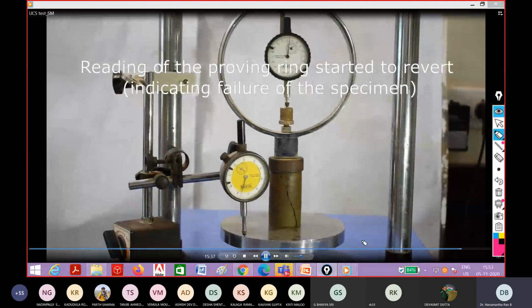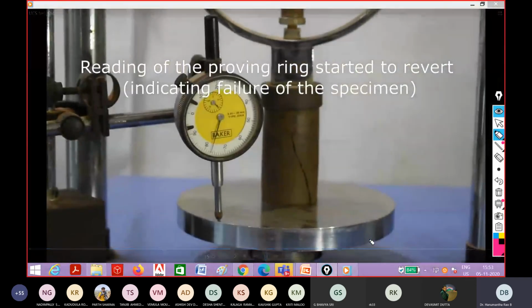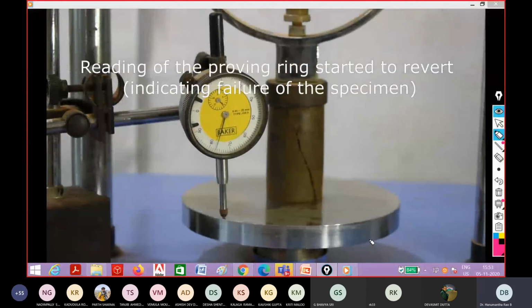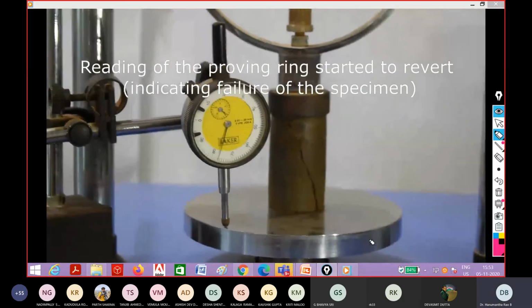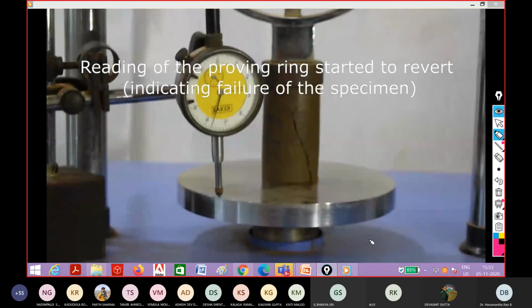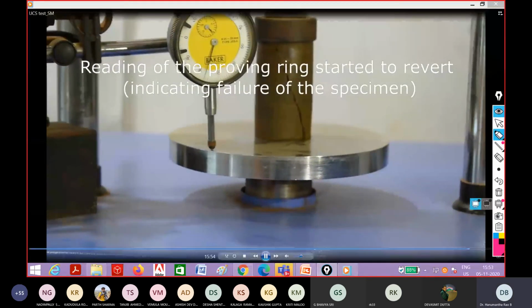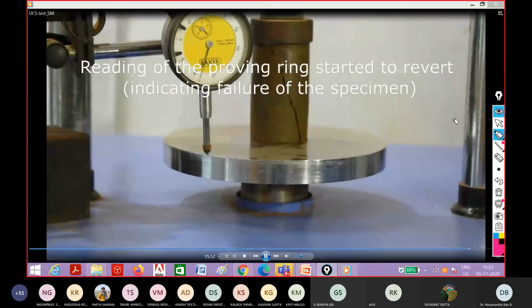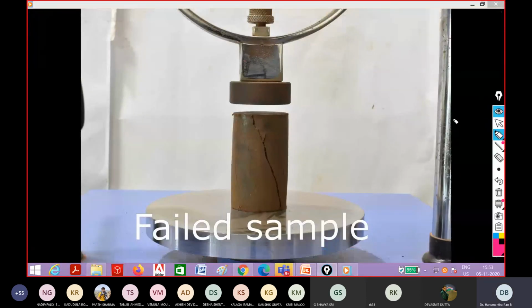See how beautifully the soil sample has failed in the diagonal direction. This is called a shear failure. This is the final failed sample.